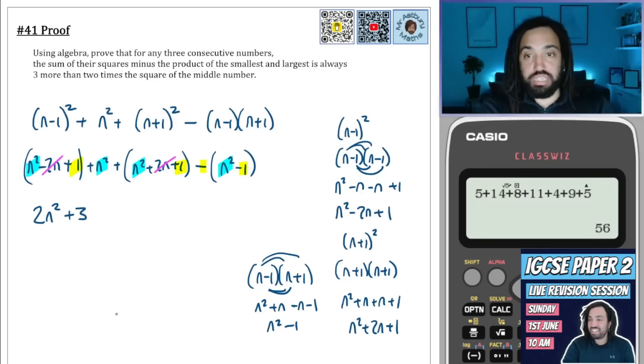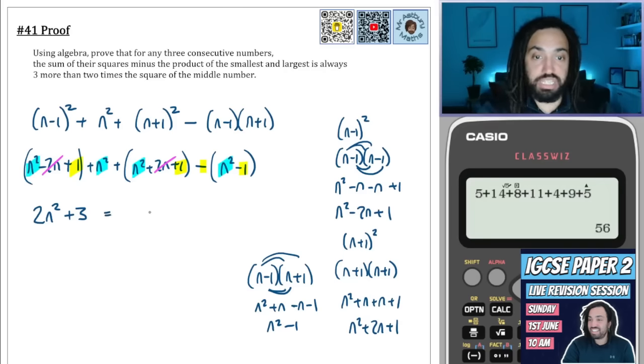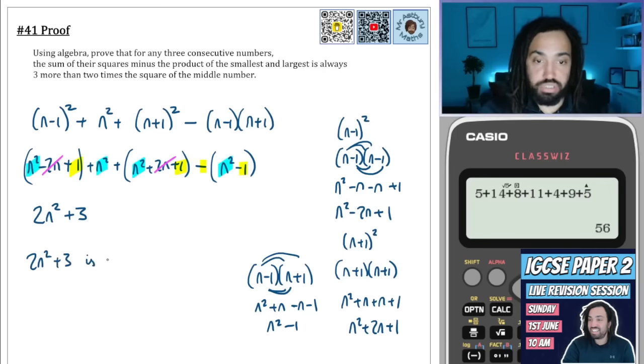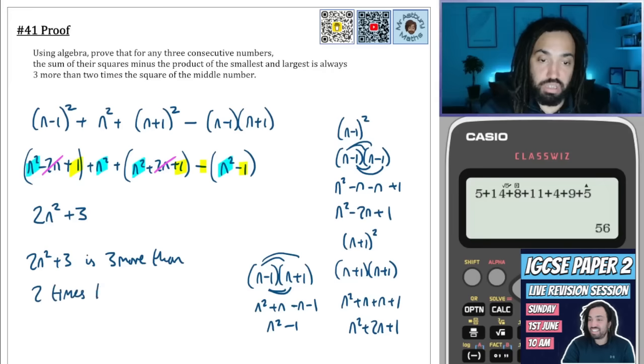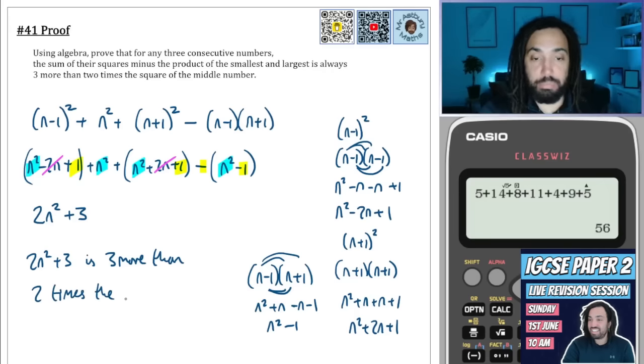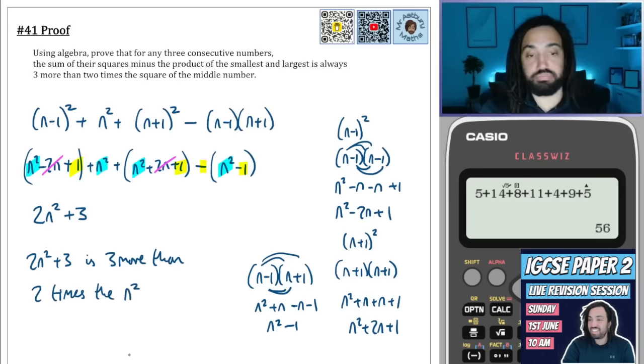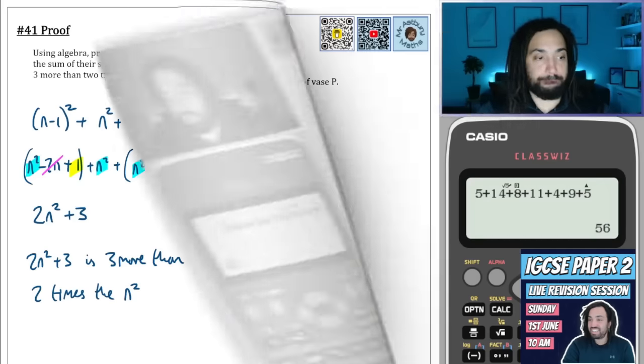Okay, now, is this 3 more than 2 times the square of the middle number? Well, I think it is, yes, because this is exactly 3 more than 2 times the square of the middle number. I always find these questions a bit odd, like how do you actually show that afterwards? But I guess we just say that 2n squared plus 3 is 3 more than 2 times the n squared. Perfect. That does the job.